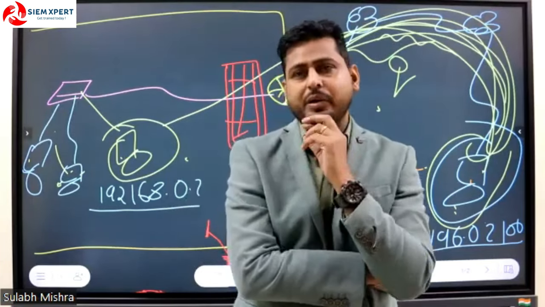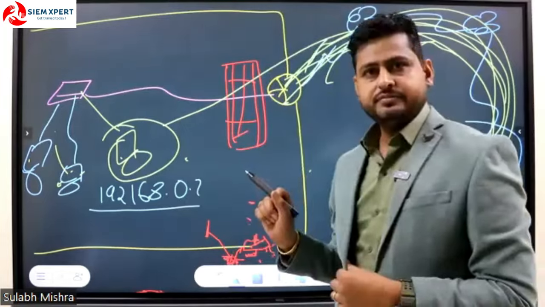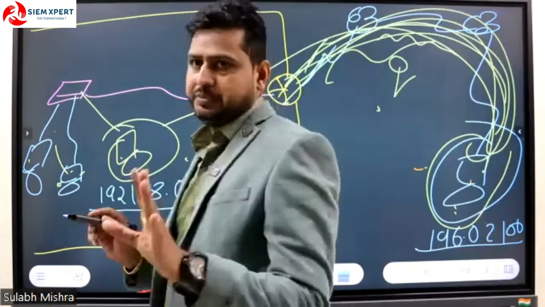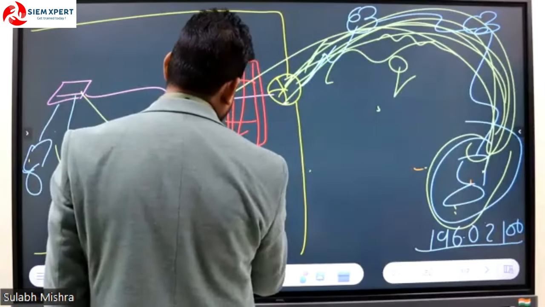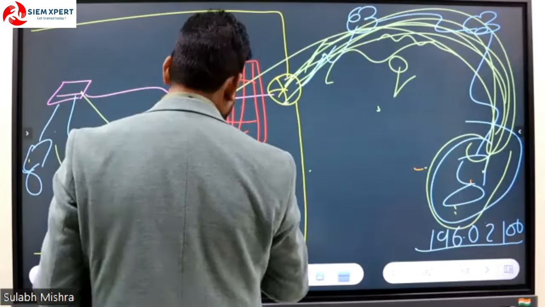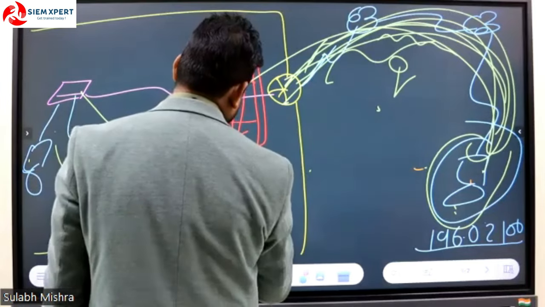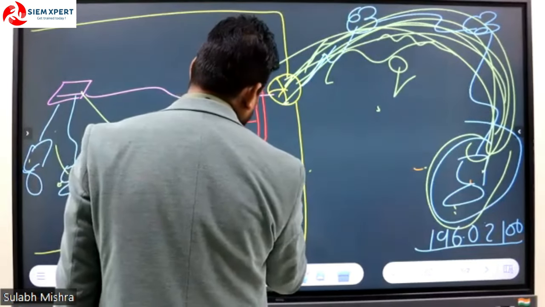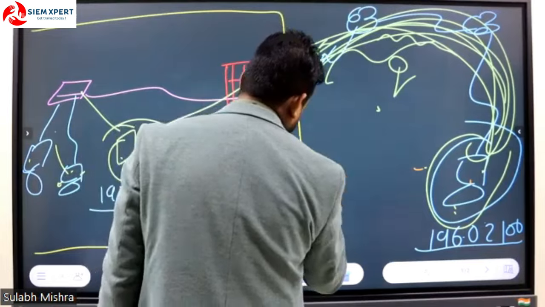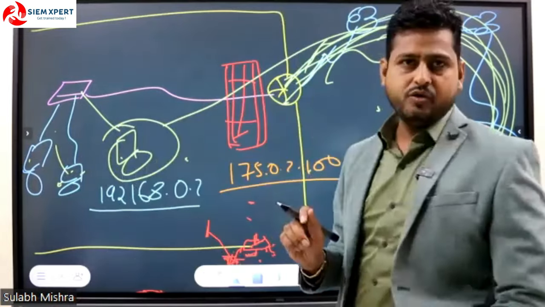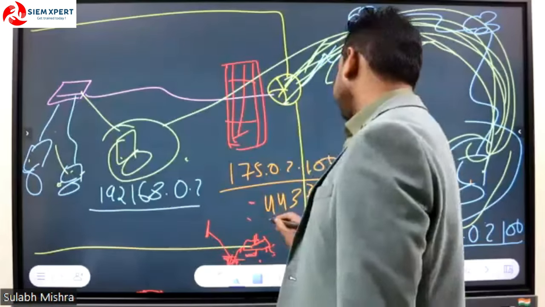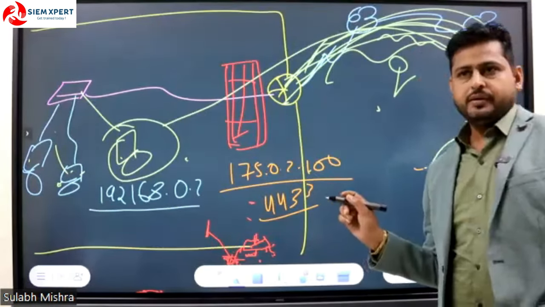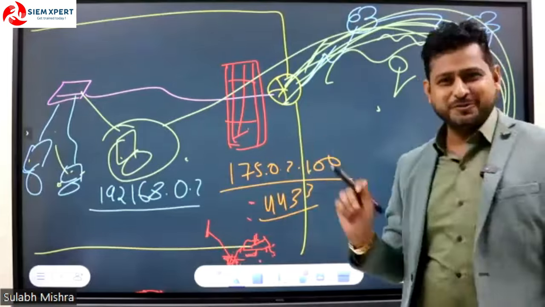In remote access VPN, for example, this is a VPN device. That VPN device will have a public IP address, right? So you have to consider a public IP. For example, I have configured 175.0.2.100. Then I have to configure the VPN port. For example, I have configured 4433. Got it?